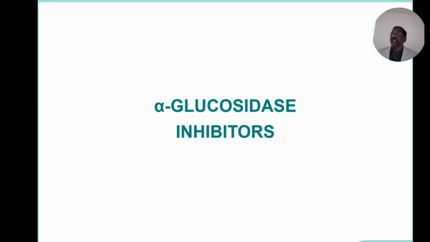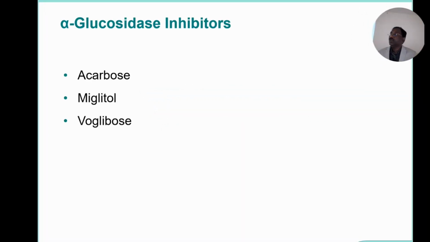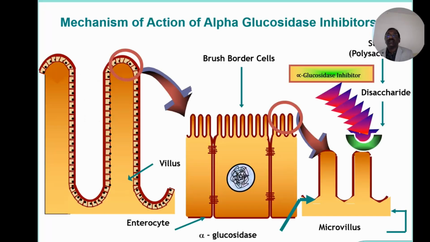Alpha glucosidase inhibitors. This is the voglibose available in the market. OD or BD or TID? Not OD, not BD, anything. Okay, OD or BD or TID. So how does it act? It inhibits the absorption of the carbohydrates from the intestines.